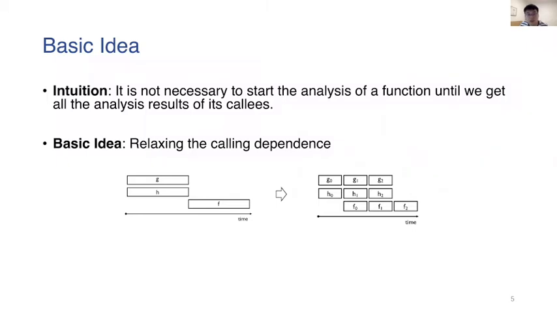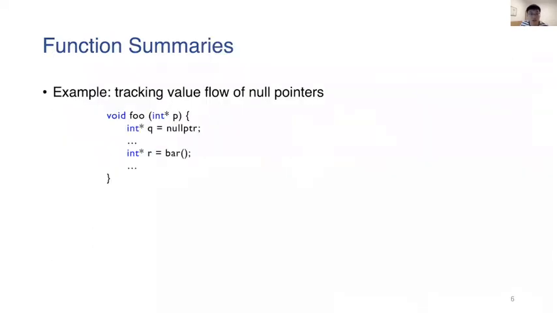Ideally, we can partition the analysis task into multiple parts so that they can be pipelined as shown by the graph. So the remaining problem to solve is how to partition the analysis of a function. Before introducing the partition method, let us look at what kind of function summaries we need to generate for a value flow analysis. Here we use the null pointer analysis as an example.